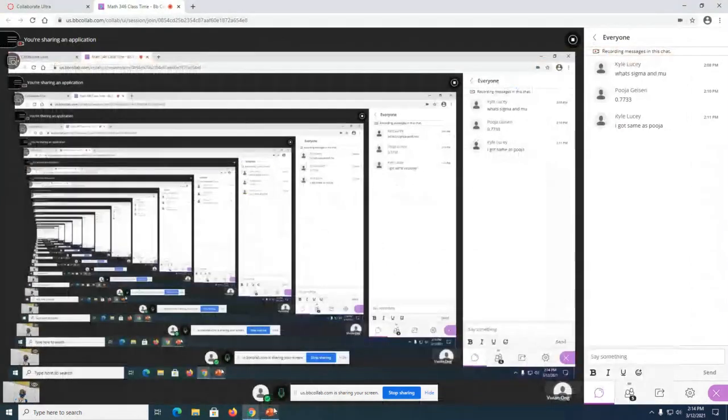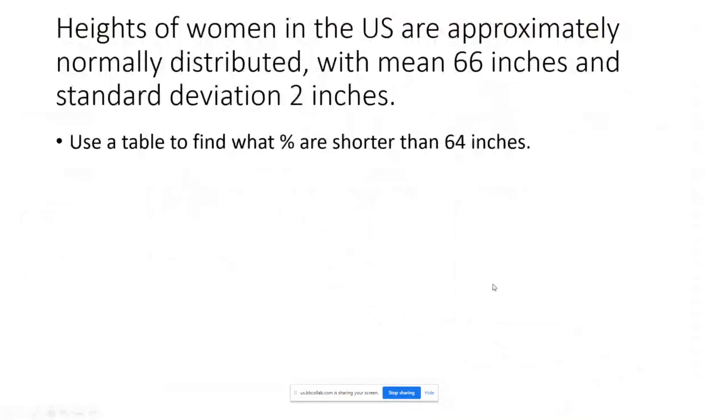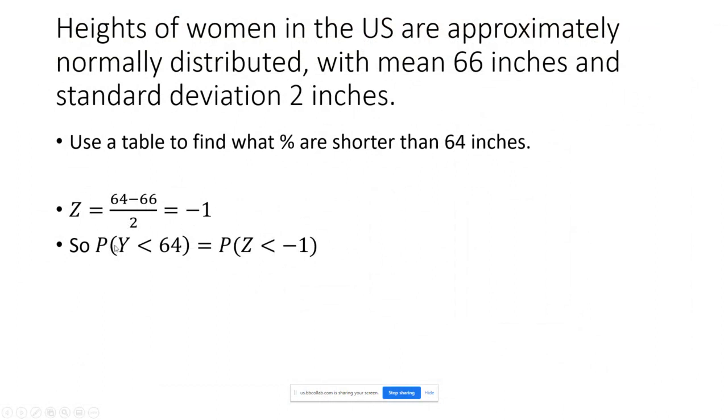So that means that whatever the probability of x being less than 64 is, it's the same as the probability of z being less than negative 1. So now we've changed the problem: we're trying to find the probability that z is less than negative 1.